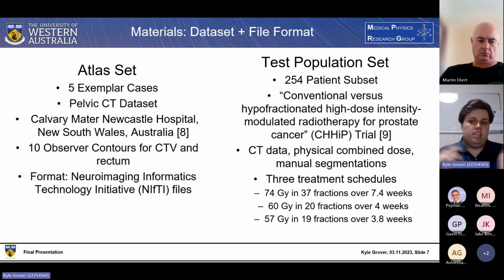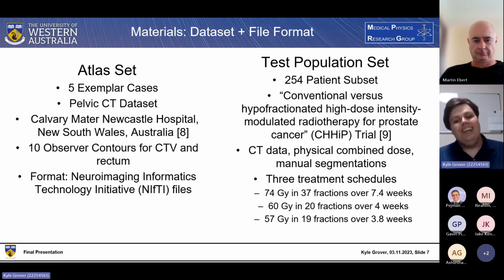As well, we have a test population set that we'll be considering, which is taken as a 254 patient subset of the larger CHIP trial dataset, CHIP standing for conventional versus hyperfractionated high dose intensity modulated radiotherapy for prostate cancer trial. Within this dataset, this included CT data images, physical combined doses that they were going to be receiving, as well as manual segmentations of the anatomy. As well, there are 3 different treatment schedules that are considered, which will come into play later when we start to look at some DVH analysis and actually separating these.